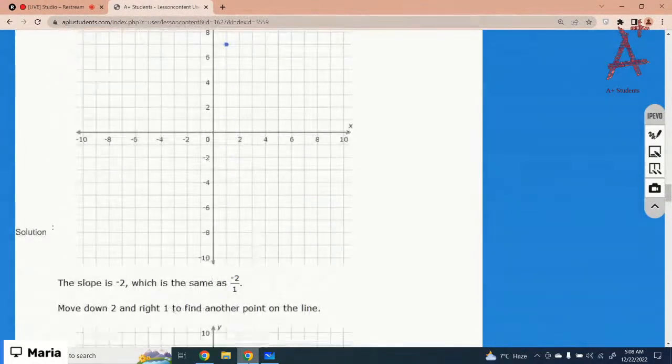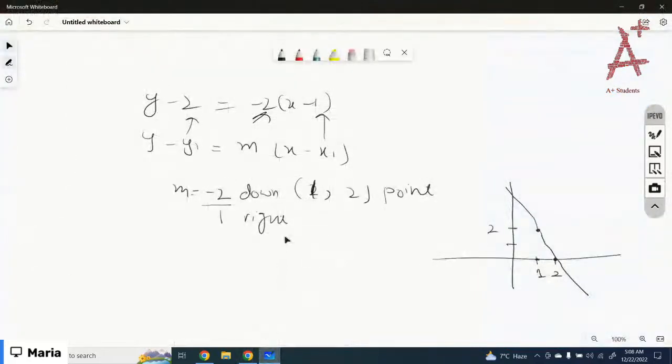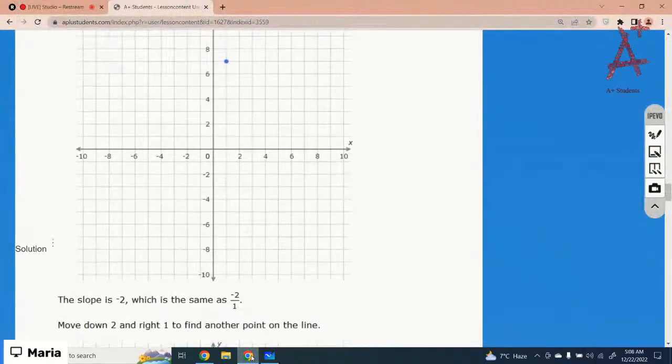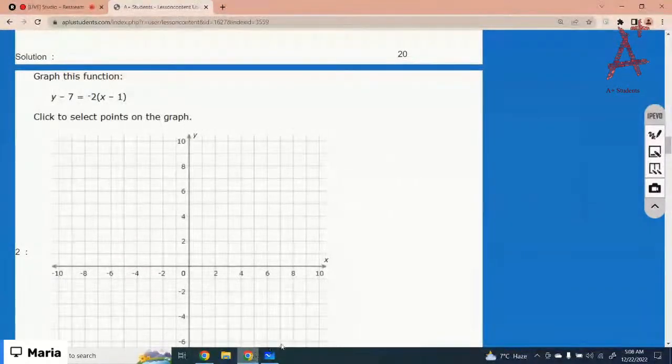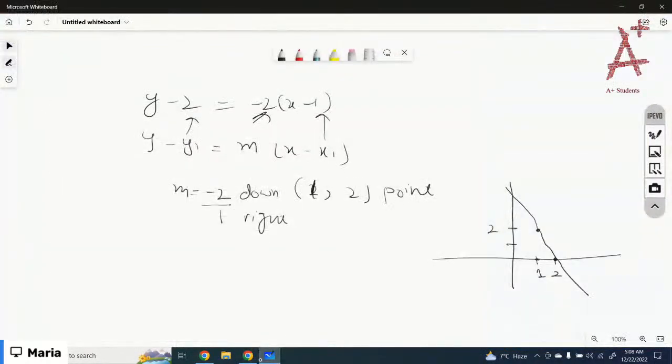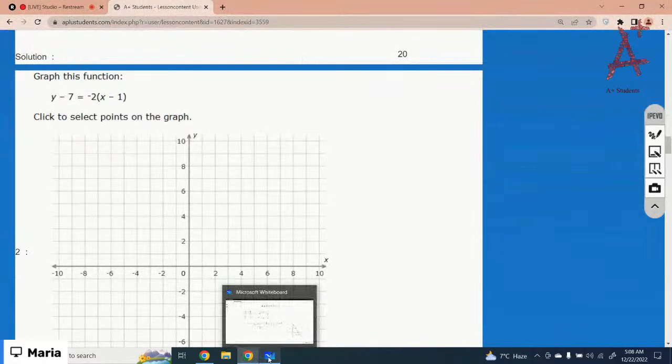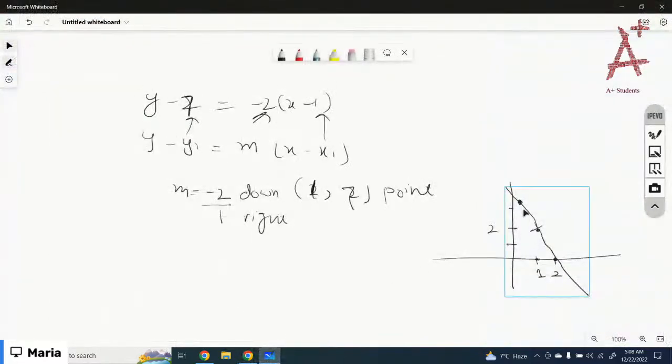I think it's y minus 7, not y minus 2. Isn't it? Yes, it is y minus 7. Sorry. So the points are 1 and 7, not 1 and 2. So let's suppose 3, 4, 5, 6, 7. Let's suppose this is 7. Got it? Not this one. The point is 1 and 7. Got it? So this is the one down and one right. So you have to move 2 points down.